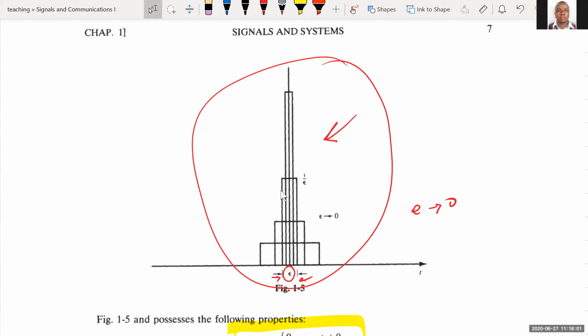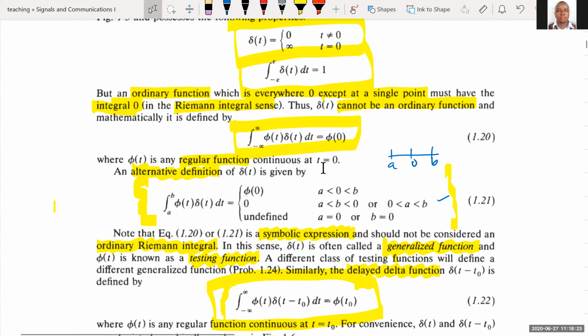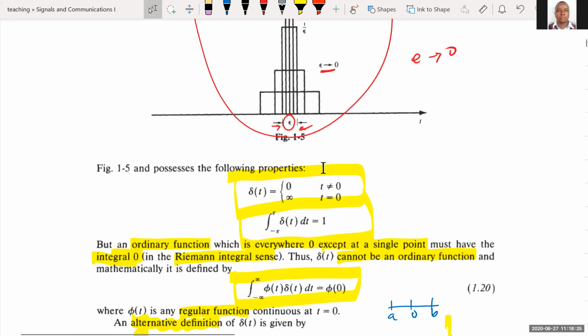And if you are to calculate the area of this graph as epsilon approaches 0, the area under that graph is equal to 1, or unity. That is a conventional way of illustrating, but in mathematics, it takes a different value altogether.